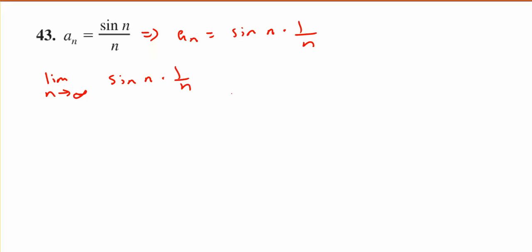All right, so that 1 over n, that's that same fraction we keep looking at. We know that this approaches 0. Sine n bounces between -1 and +1. However, since this approaches 0 and is being multiplied times that, that tells me that the sequence converges to 0.